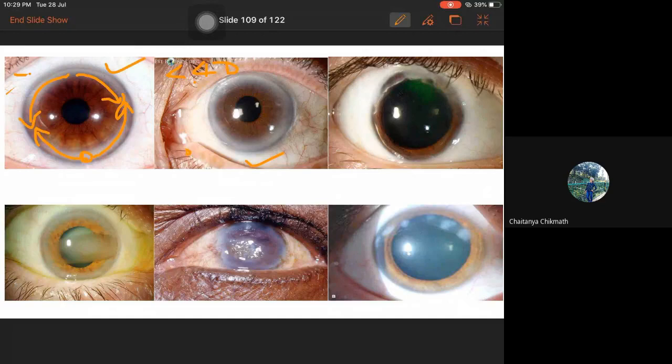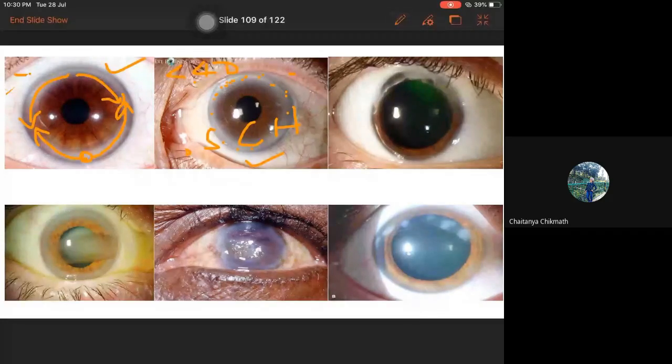In arcus juvenilis, you have to check the serum cholesterol level because they will have an elevated serum cholesterol level. Arcus senilis and arcus juvenilis are nothing but lipid deposits in the cornea. In the corneal stroma there will be lipid deposits, and both are asymptomatic. Arcus juvenilis is purely because of the elevated serum cholesterol level.